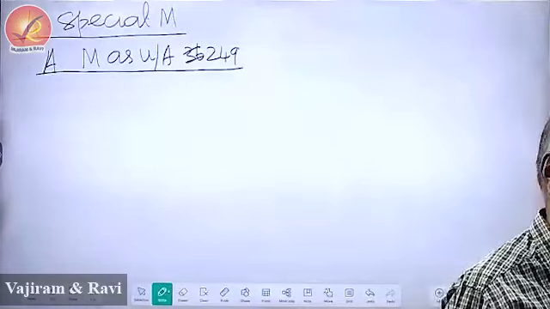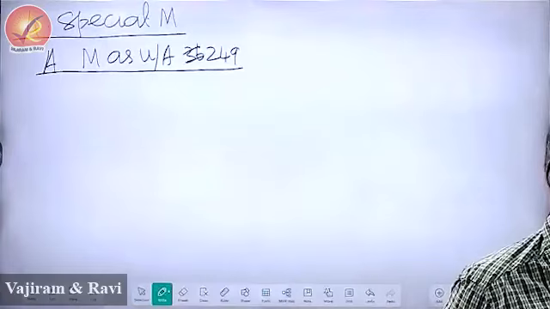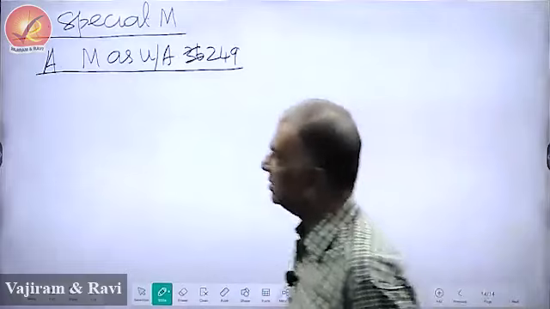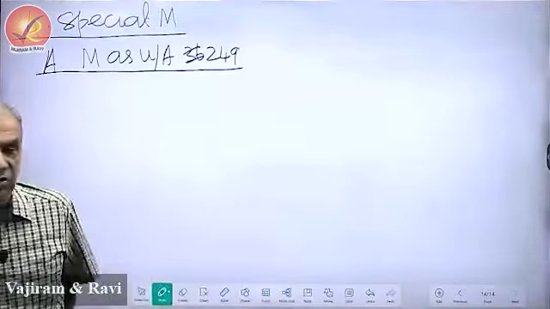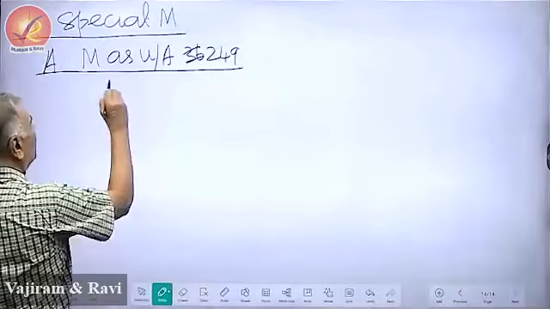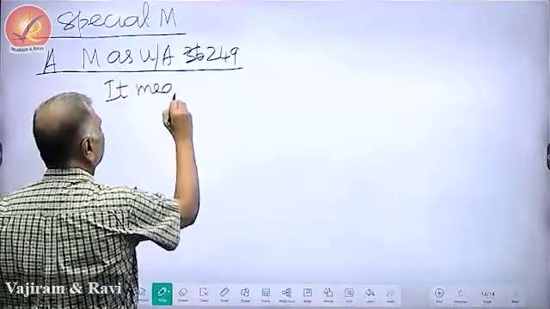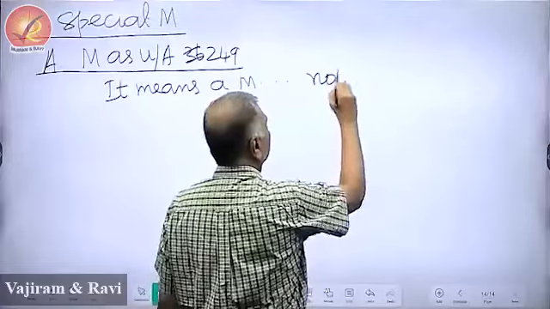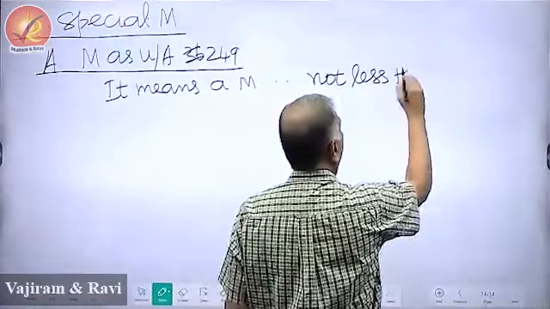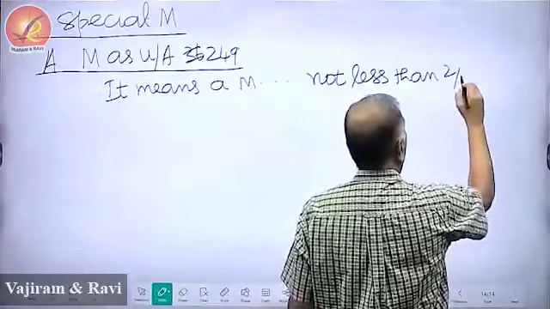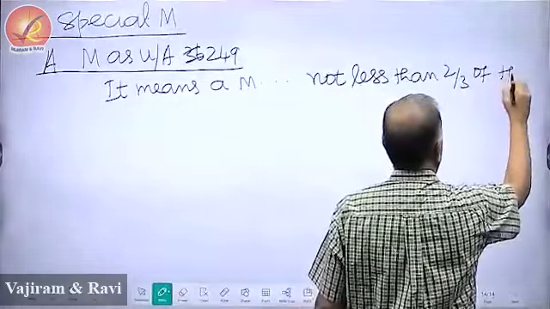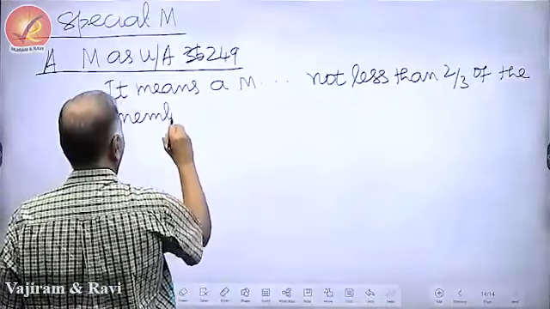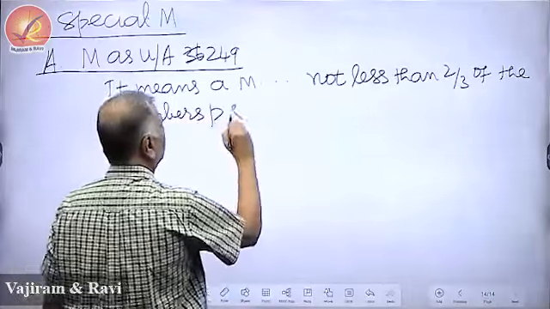The first is the special majority as under Article 249. So what does it mean? It means a majority of not less than 2/3 of the members present and voting in the House.